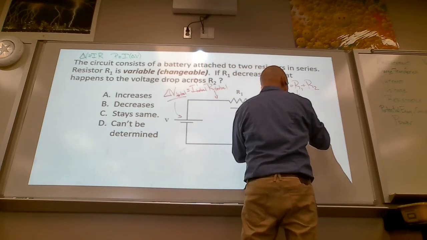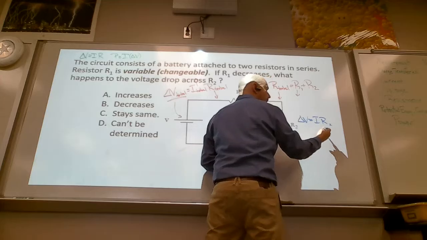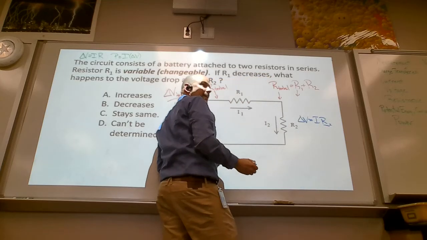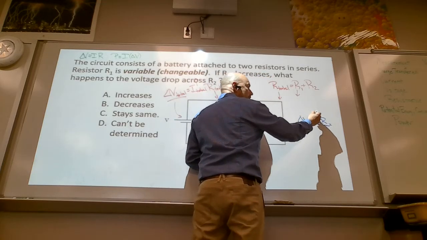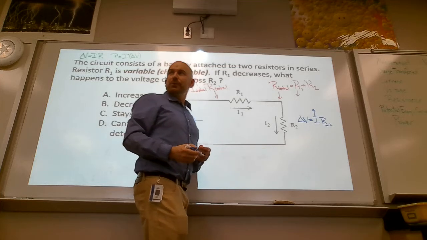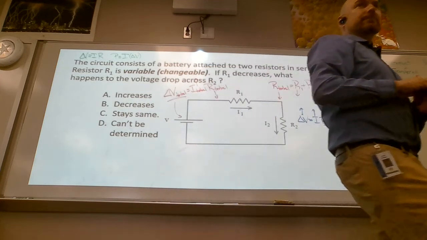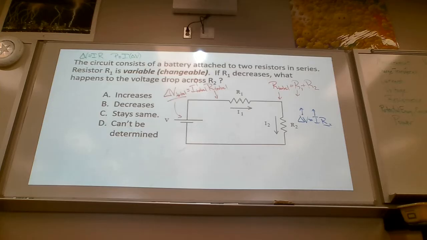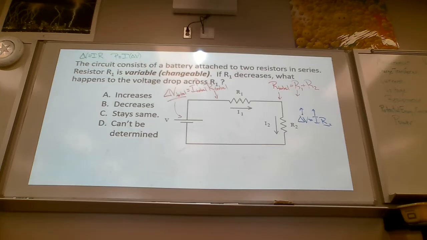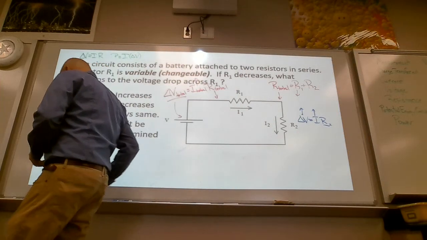So if you're looking at just this individual resistor, the resistance is staying fixed. The current, the total, goes up. Therefore, the voltage drop across this must go up as well. Good? Okay. Same scenario. What about the voltage drop across R1?